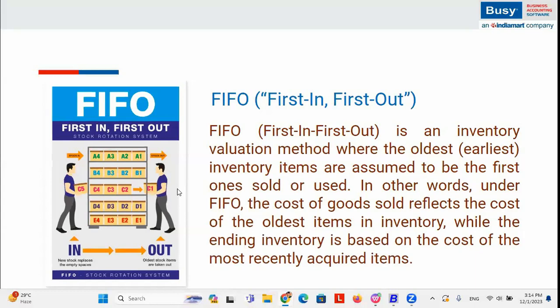I will share an Excel sheet to understand the calculation of all these kinds of valuation methods. So basically, FIFO means first in, first out. That means whatever stock you have kept in or purchased earliest, the valuation will reflect according to that. Whenever you sell the product, the remaining quantity valuation will reflect according to the first in, first out method.